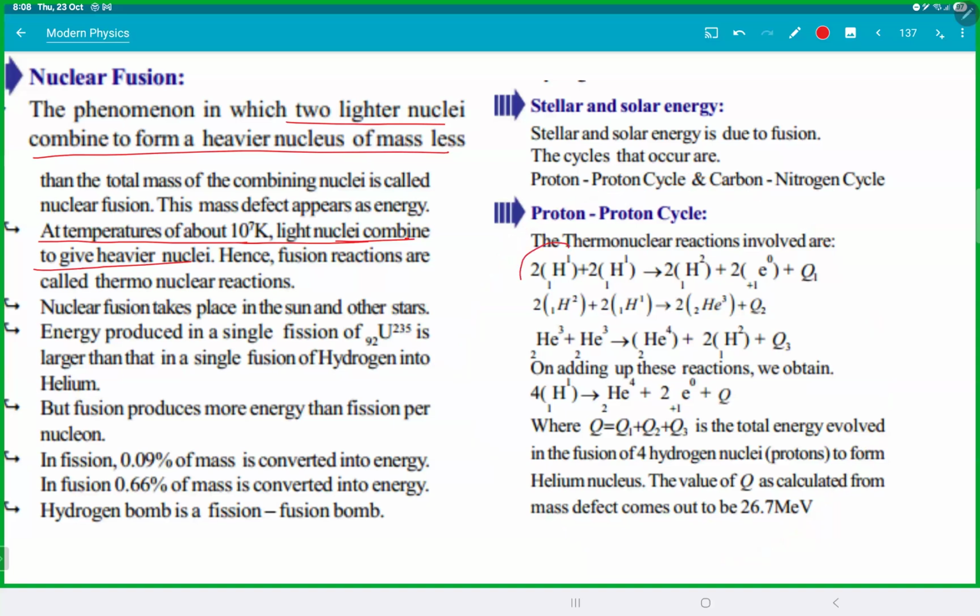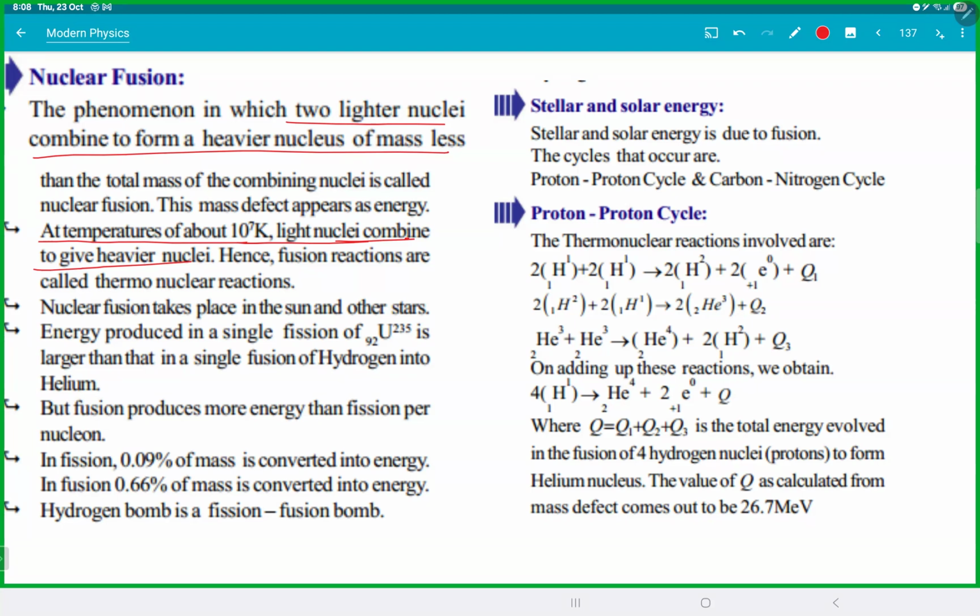Look at this. Two hydrogens will combine. You'll get two deuterons plus two positrons. Then the two deuterons will combine with one hydrogen and you'll get one He3 helium isotope. Then two He3 will combine and we'll get one helium and again two hydrogens. This whole reaction will produce an energy of 26.7 MeV. This is what is happening in the sun. Hydrogens are becoming helium continuously. So that's your nuclear fusion. There's not much on nuclear fusion. Should just have an idea there.